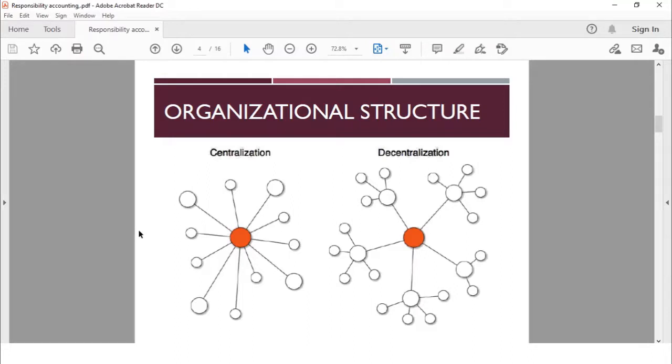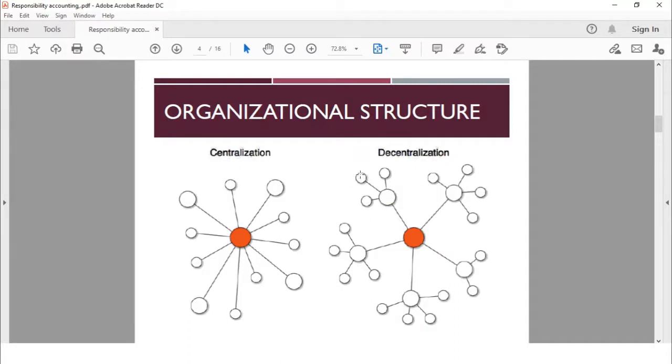there is already a delegation of authority. So unlike in centralized where only one person does the decision making, in decentralization the authority is shared with the head of your organization. However, as you can see here, there are sub-heads, right? Or managers who are given the authority to decide for their own unit or for their own department.